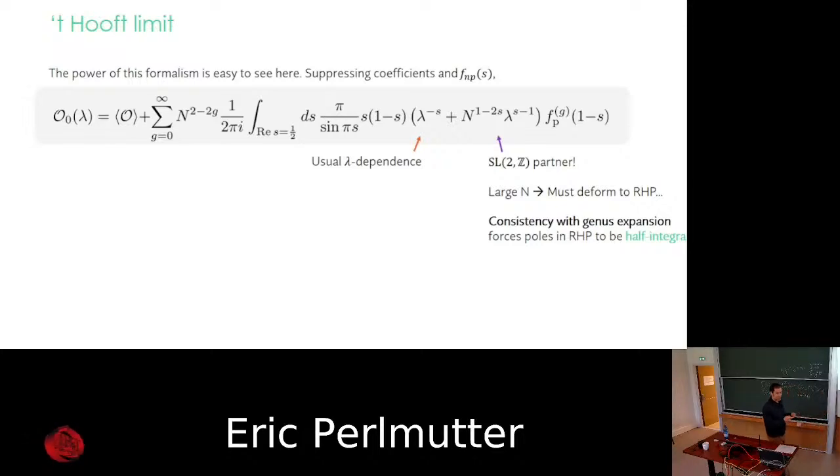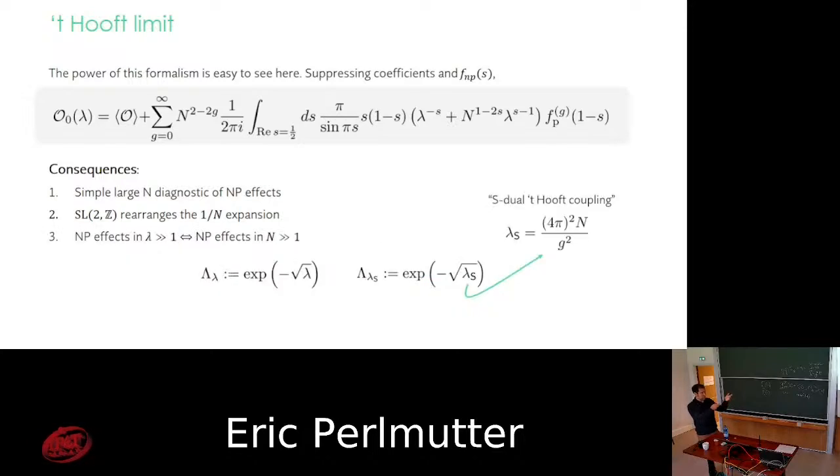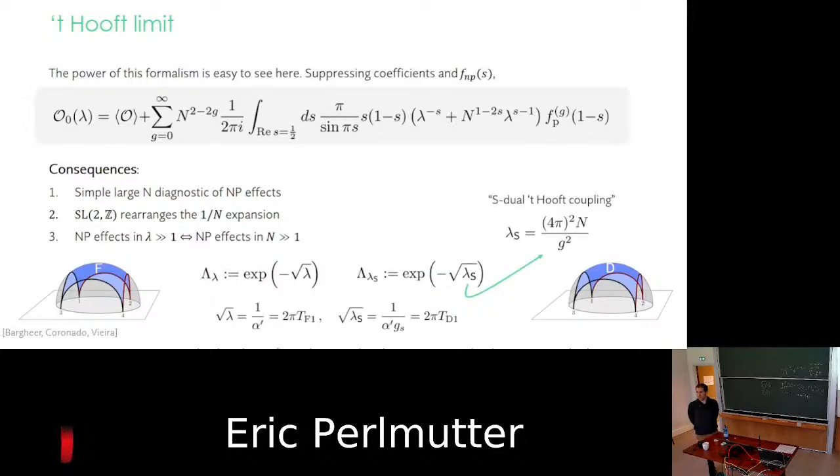And so that means there's a nice diagnostic for when you have this non-perturbative piece. If you have an integer power of 1 over lambda, which usually you do at large lambda, then the non-perturbative piece is non-zero, else you would not have a consistent genus expansion. So anyway, there are these three implications of this structure, and that's where that picture came from.